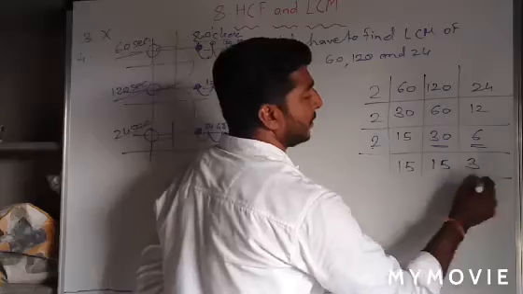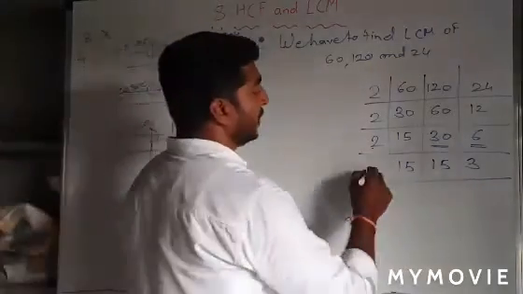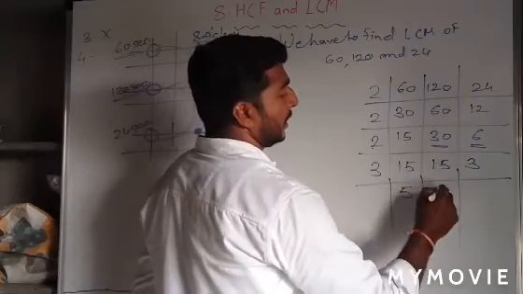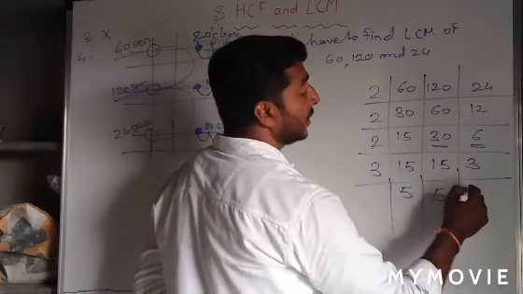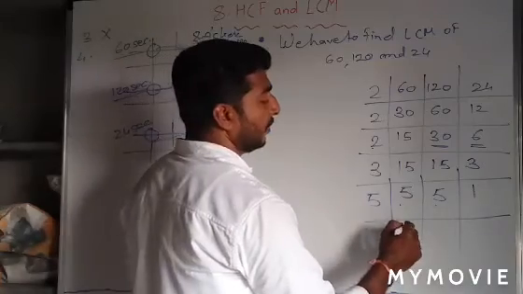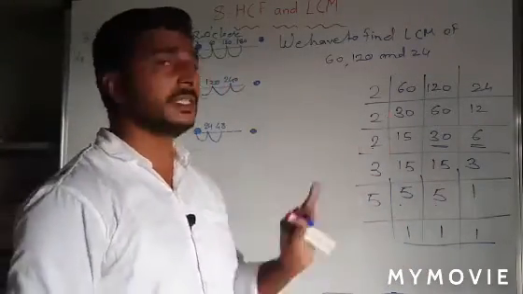Then 2 3s are 6. Now you will see all these three numbers, they are divisible by 3. So take 3. So 3 5s are 15, 3 5s are 15, and 3 1s are 3. Now what is here? 5, 5. So take 5. 5 1s are 5, 5 1s are 5, and 5 1s are 5. Right? You will get all 1s here. That means your factorization is finished.